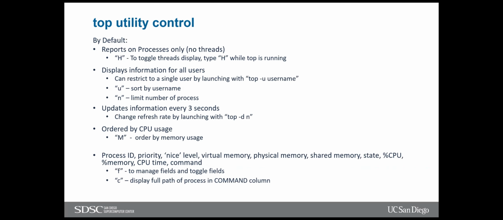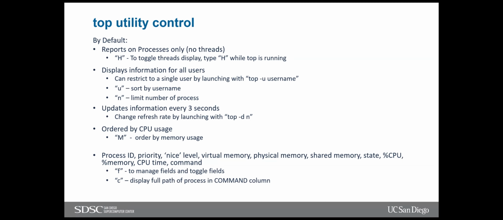So all 3 of these top commands are really nice because you can tailor it to what you're specifically looking for. By default, the top reports just on the processes. It doesn't report on any threads. If you did want to see threads, you can toggle with the capital H while it's running.